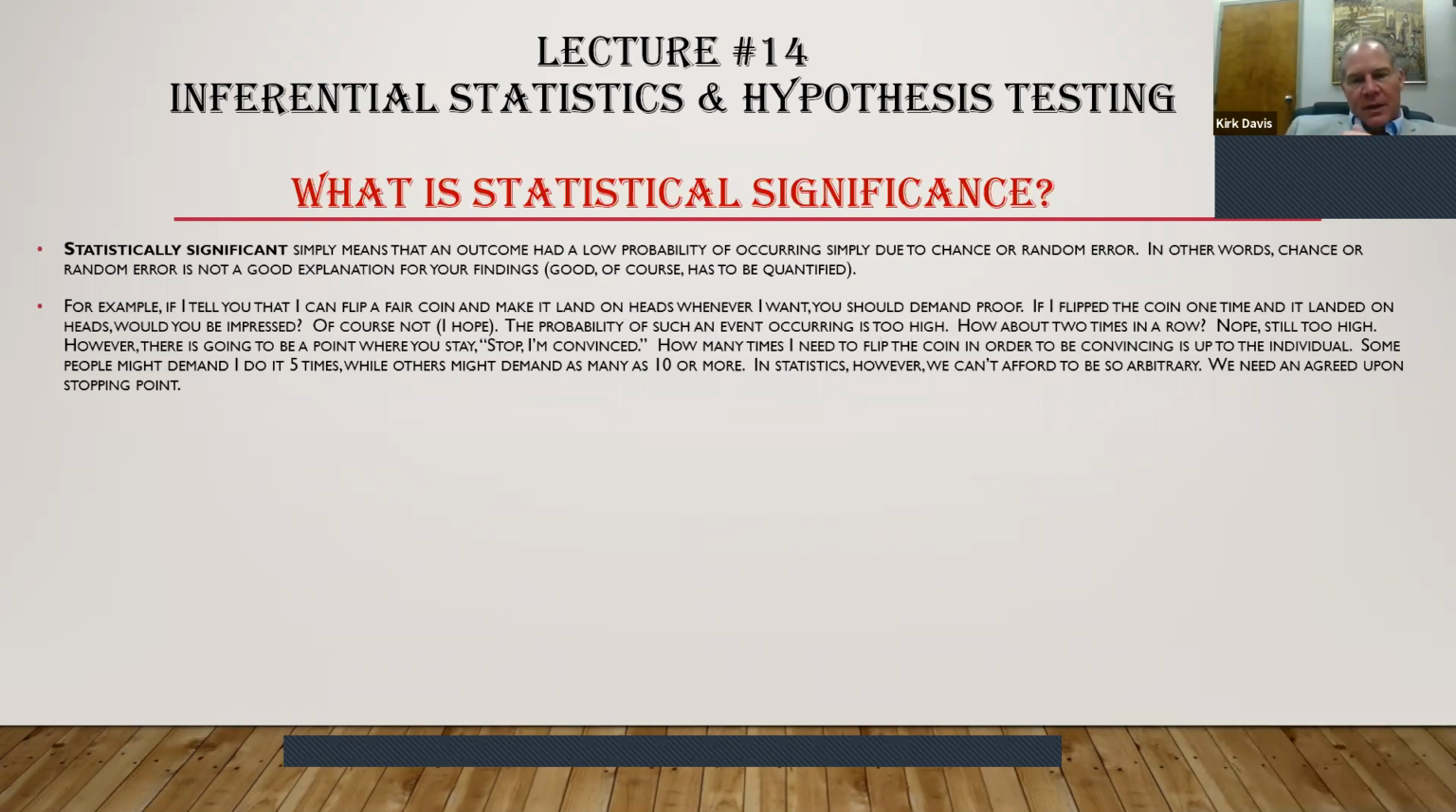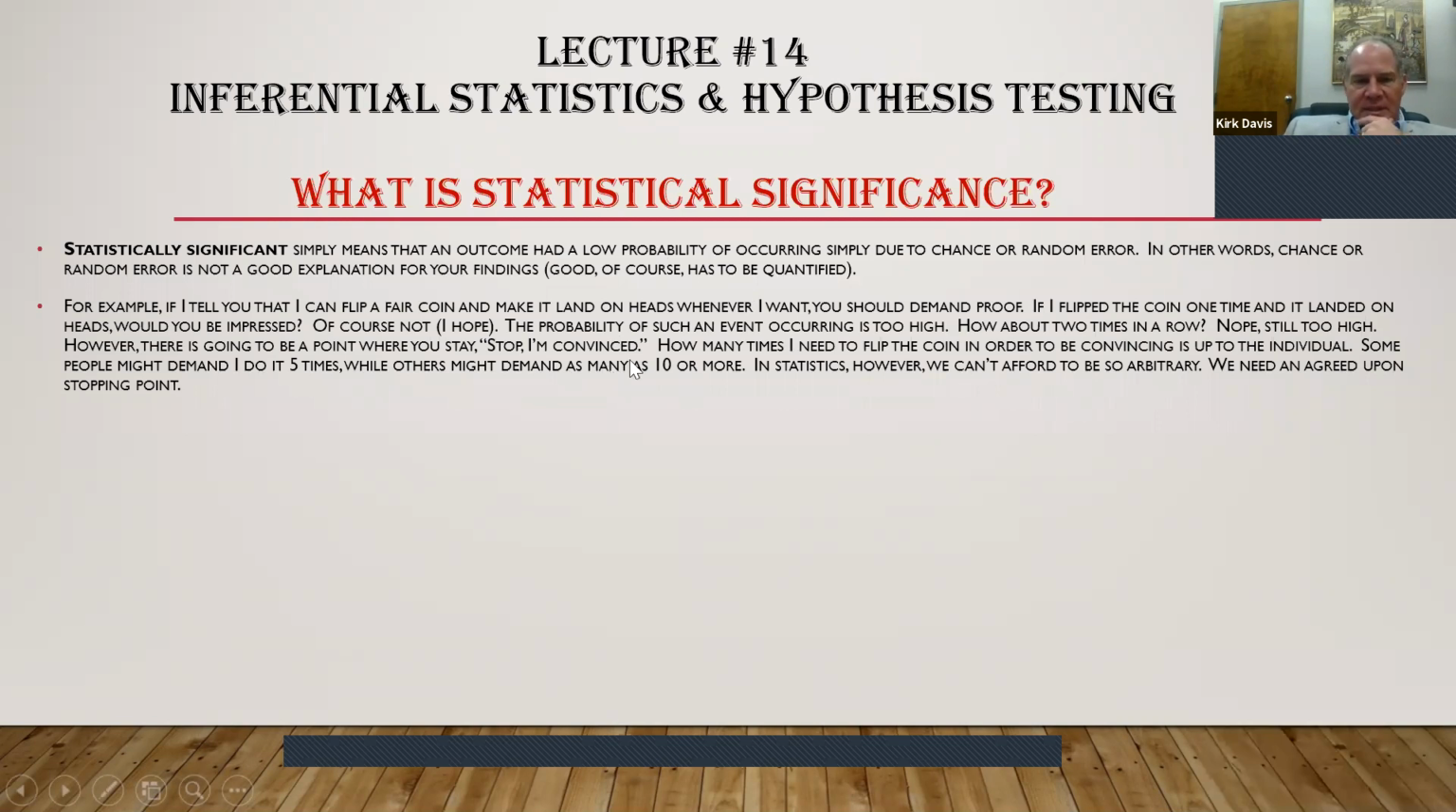They would say, well, that's better than once, but 0.5 times 0.5 is 0.25. And so probability is still a pretty good explanation for what you found. I'm not impressed yet. How about 3? How about 4? How about 5? How about 10 times in a row? When do we stop? And each person probably would have their own intuitive stopping point. Some people might say 5, some people might say 10, some people might need more.